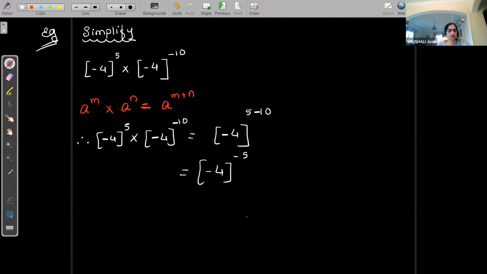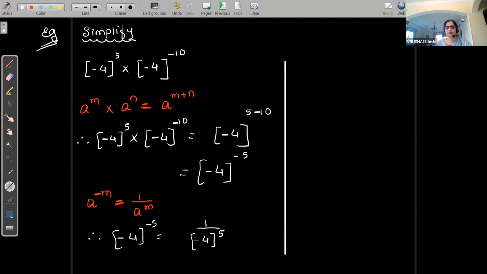How many got till here? So here we have another law, which is a raised to minus m is equal to 1 by a raised to m. So we can write down, therefore, minus 4 raised to minus 5 is equal to 1 by minus 4 to the power 5. How many of you understanding what I'm doing here? Yeah, Trisha, are you getting it? Tia is not there.